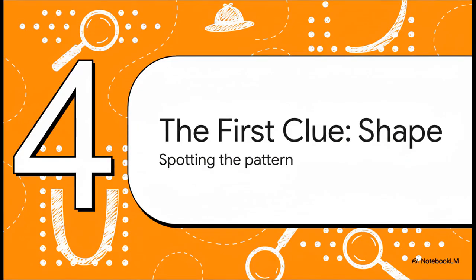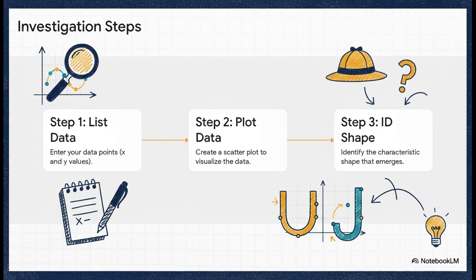So, the big question is, how do we find our first real clue? How do we know which one of these suspects, which pattern, is the one that matches our data? Well, it's actually a pretty simple three-step process. Step 1, list your data. Hey, we've already done that.